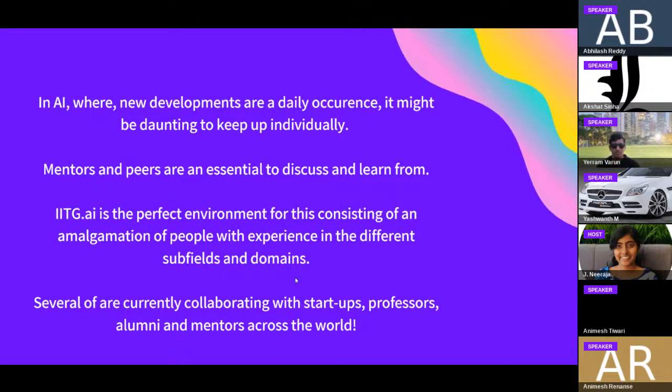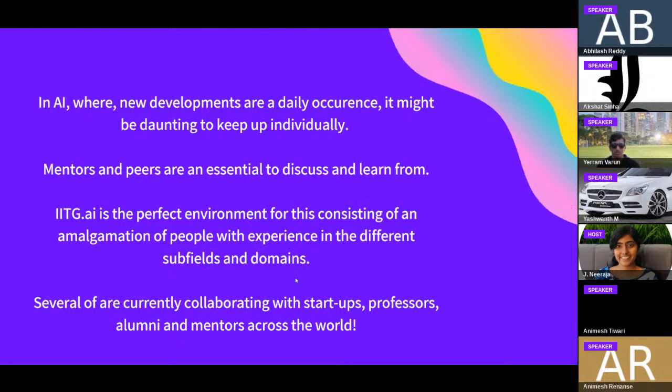So that is where it is important to have mentors and peers, whom you can learn from and discuss with. And IITG.ai is the perfect environment for this. So we have people with experience in different areas, different subfields, different domains. There are some of us who just like to focus on the research aspect. There are people who work on both. There are people who just like to work on the applications. And there are also people who work in the different subdomains that we showed you earlier.